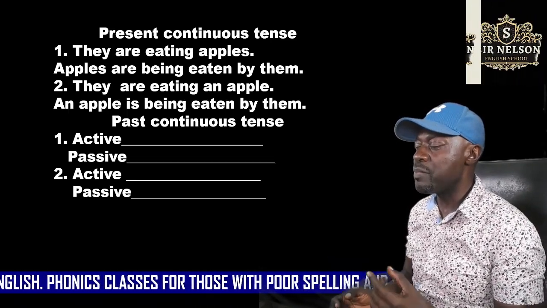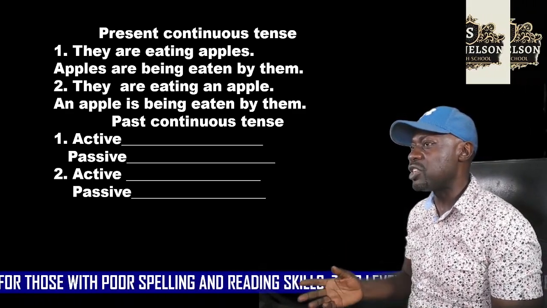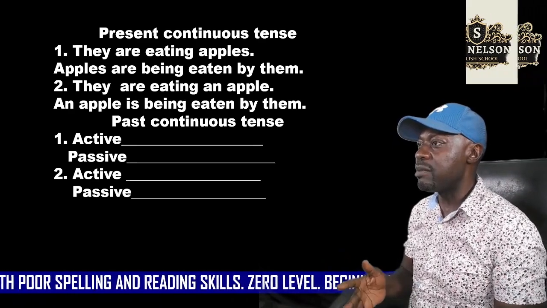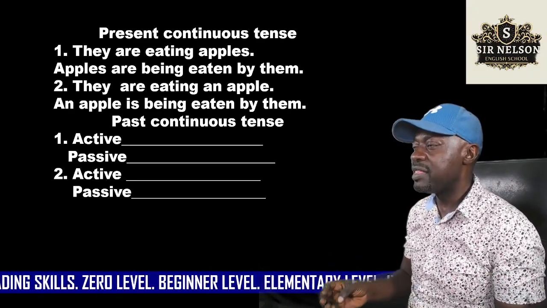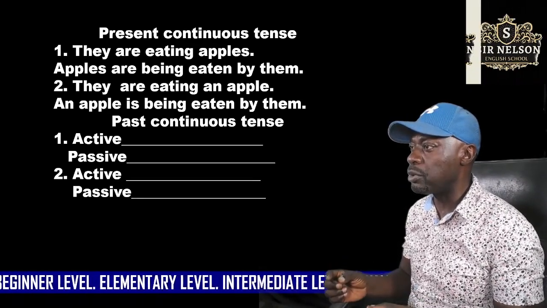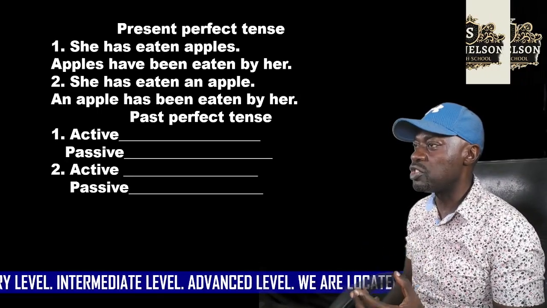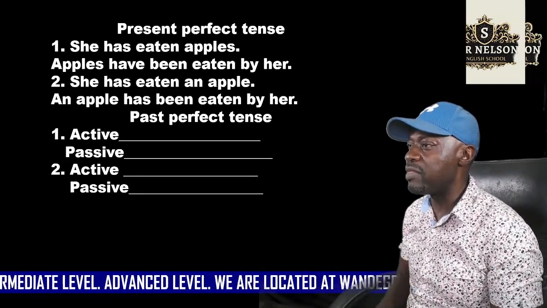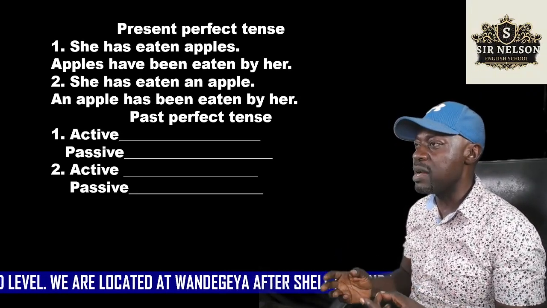Passive voice, you begin with the object, verb, and then the subject. The active voice, subject, verb, object. Be careful. You must know whether the object is plural or singular. You can try out the past continuous. Let's go to the perfect tenses. The key word here is been.